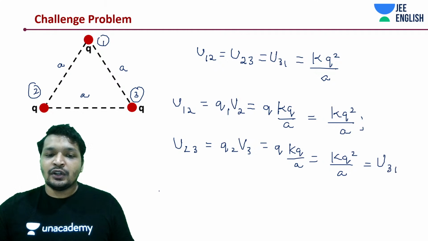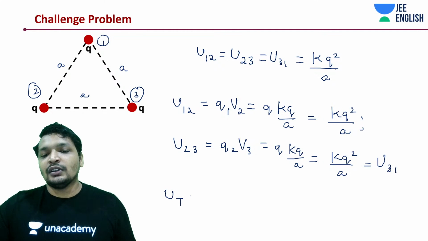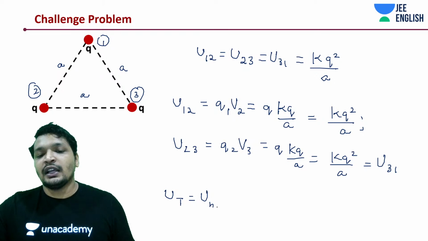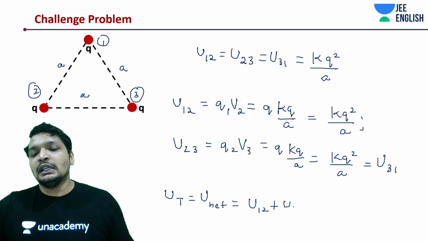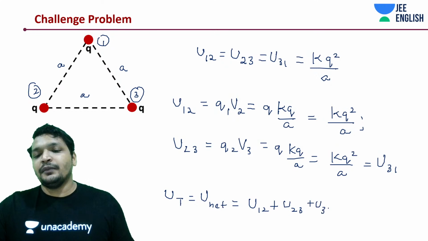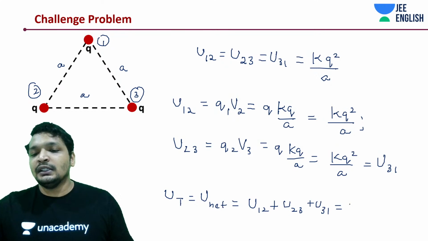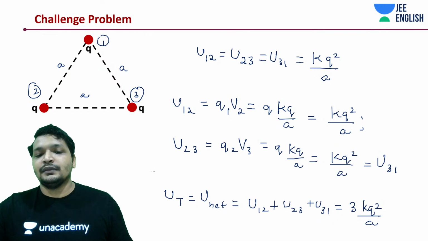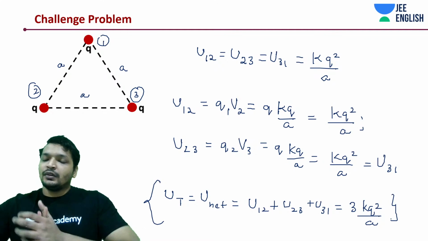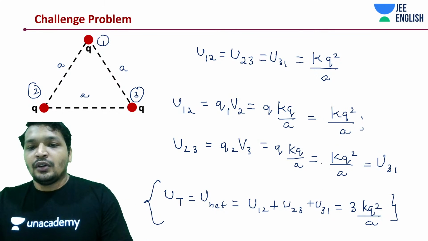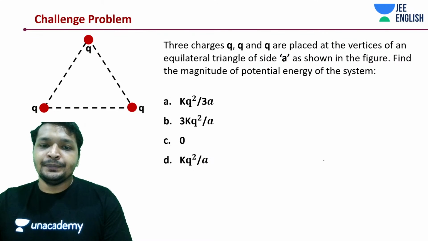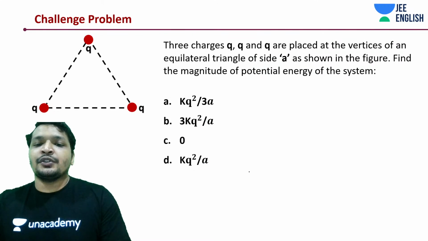So basically your total potential energy, or the net potential energy, whatever you like to call it, is nothing but U12 plus U23 plus that of U31, isn't it? It's nothing but basically 3 times K Q square by A. Just add them up. All right, simple. The answer should be B.